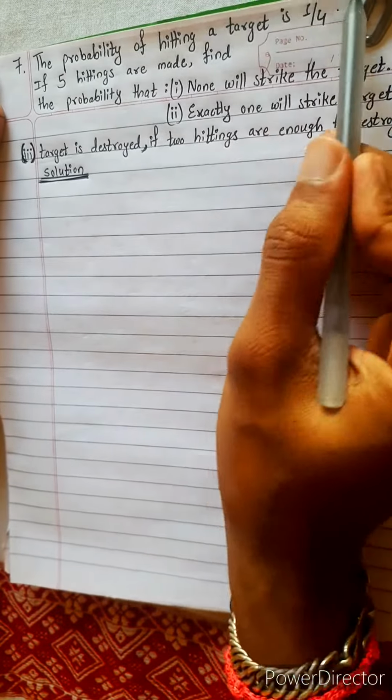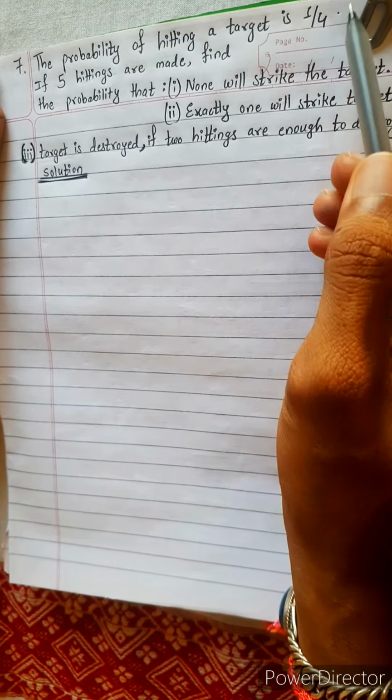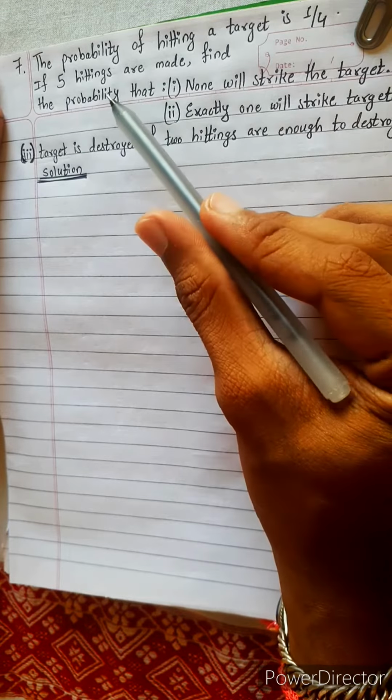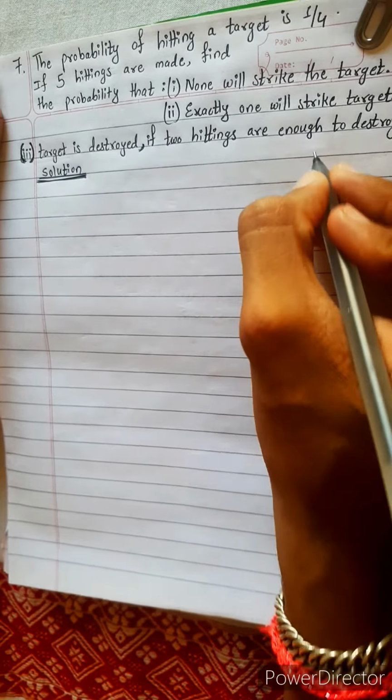Probability of hitting a target is 1 by 4. There is 1 by 4 probability, 0.25 probability of hitting a target. 5 hittings are made. Five times arrows are shot at the target.